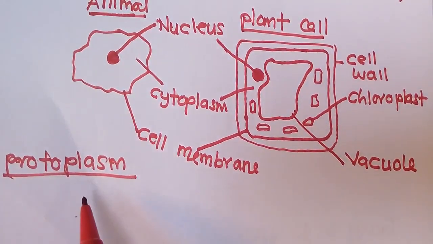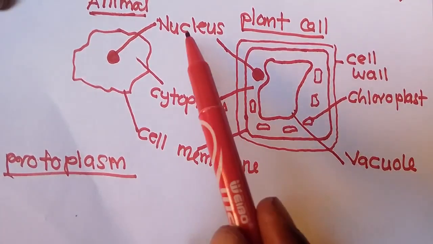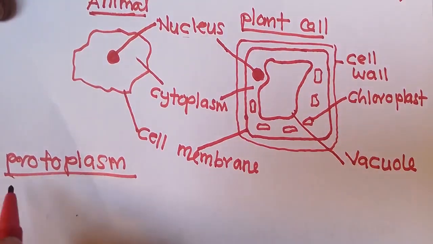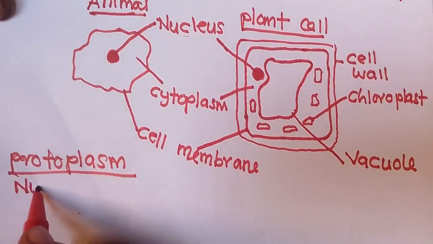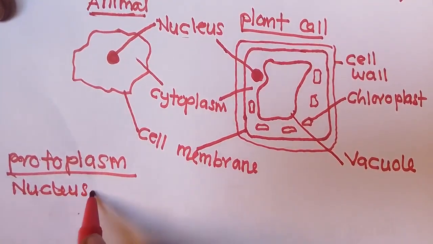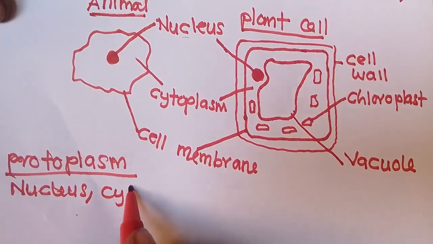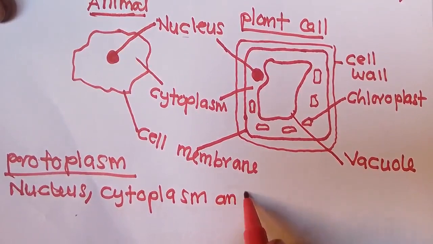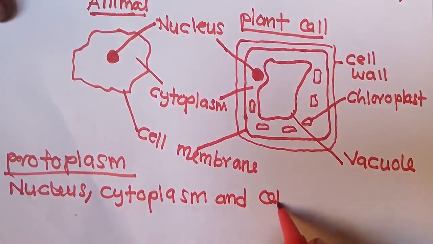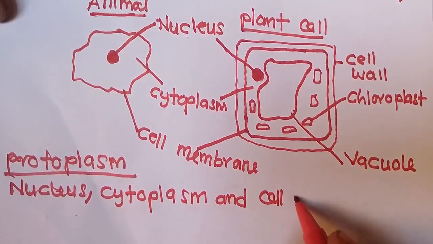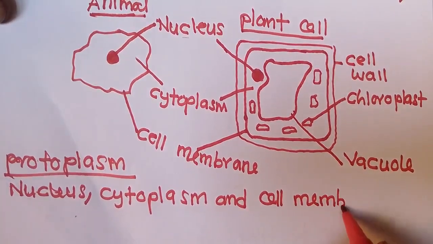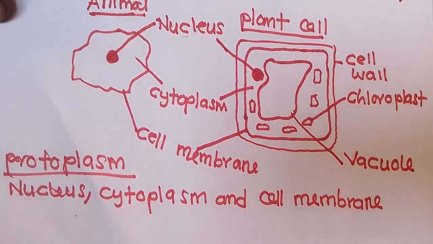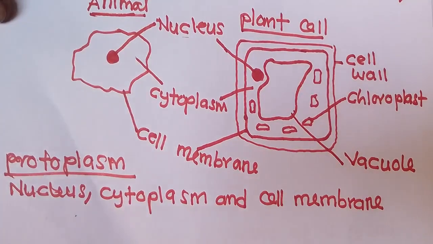It comprises the nucleus, the cytoplasm, and a cell membrane. These 3 make up the protoplasm. But aside from these, we also have some elements which are found in the protoplasm.